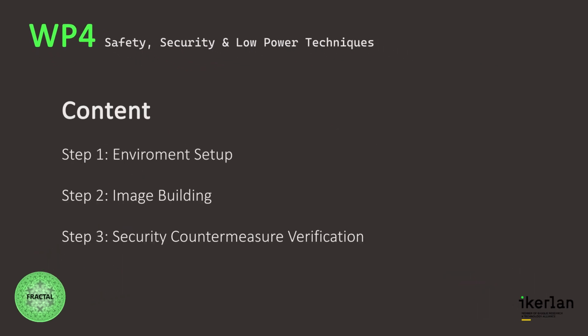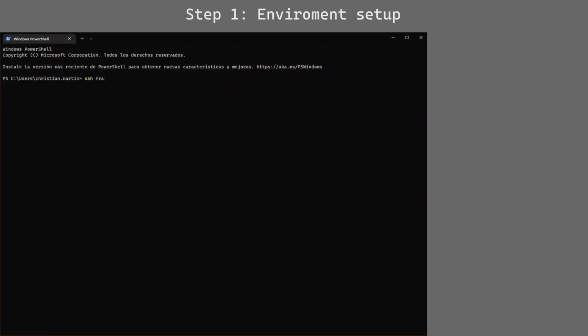Before we begin, let's take a look at the three main stages of this process. First, we have environment setup where we will prepare the necessary tools to build the image. Next, we will move on to image building, where we will compile the image with the added Yocto layer. Lastly, we will verify the security countermeasures in the system. Now, let's dive into the technical aspects of this process.